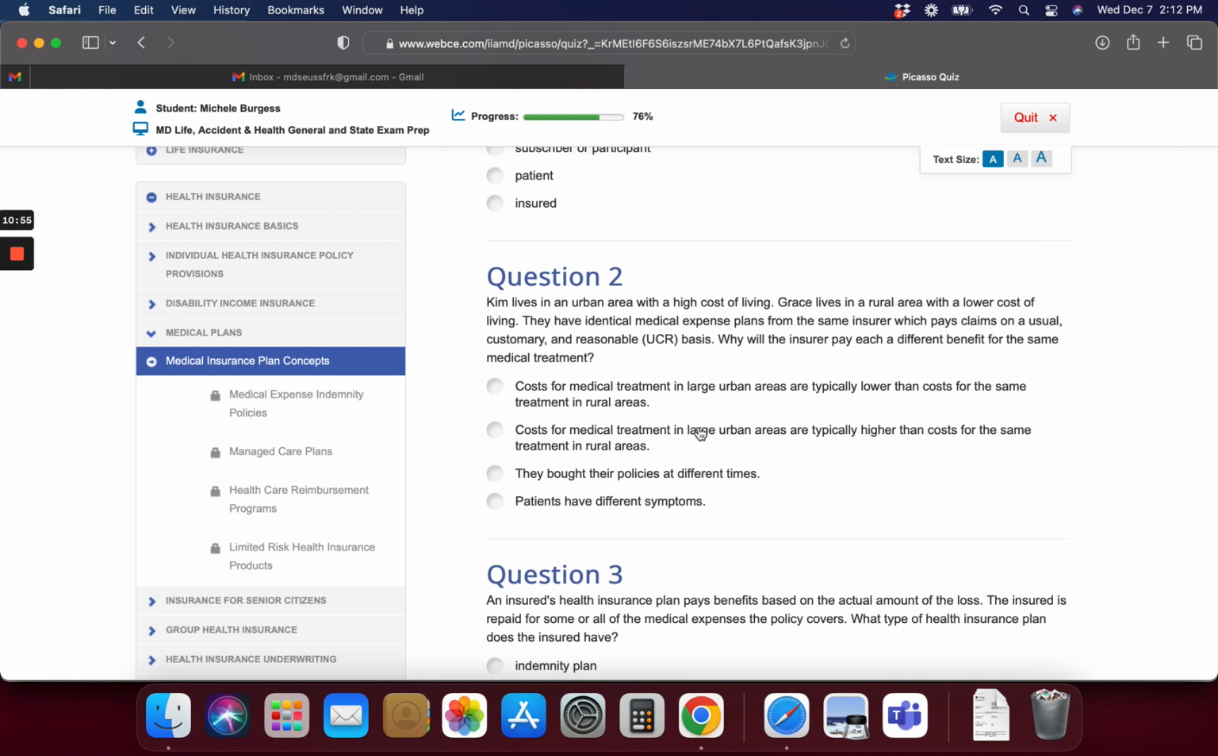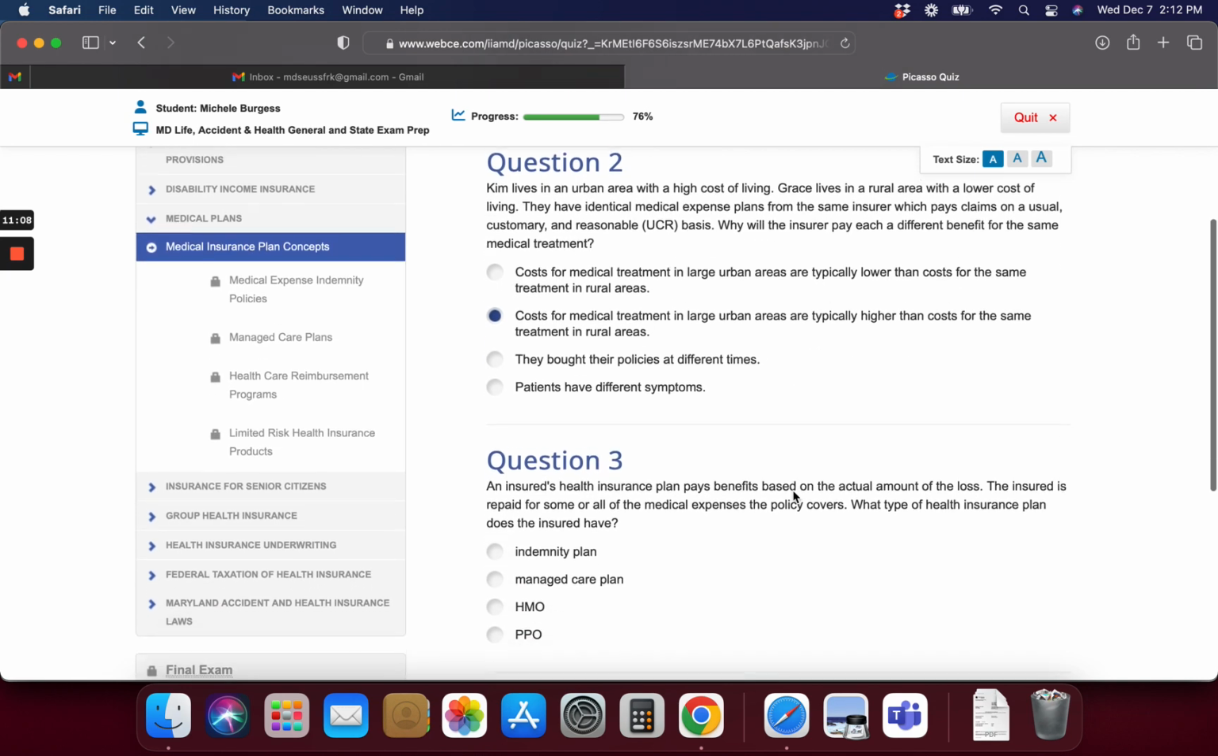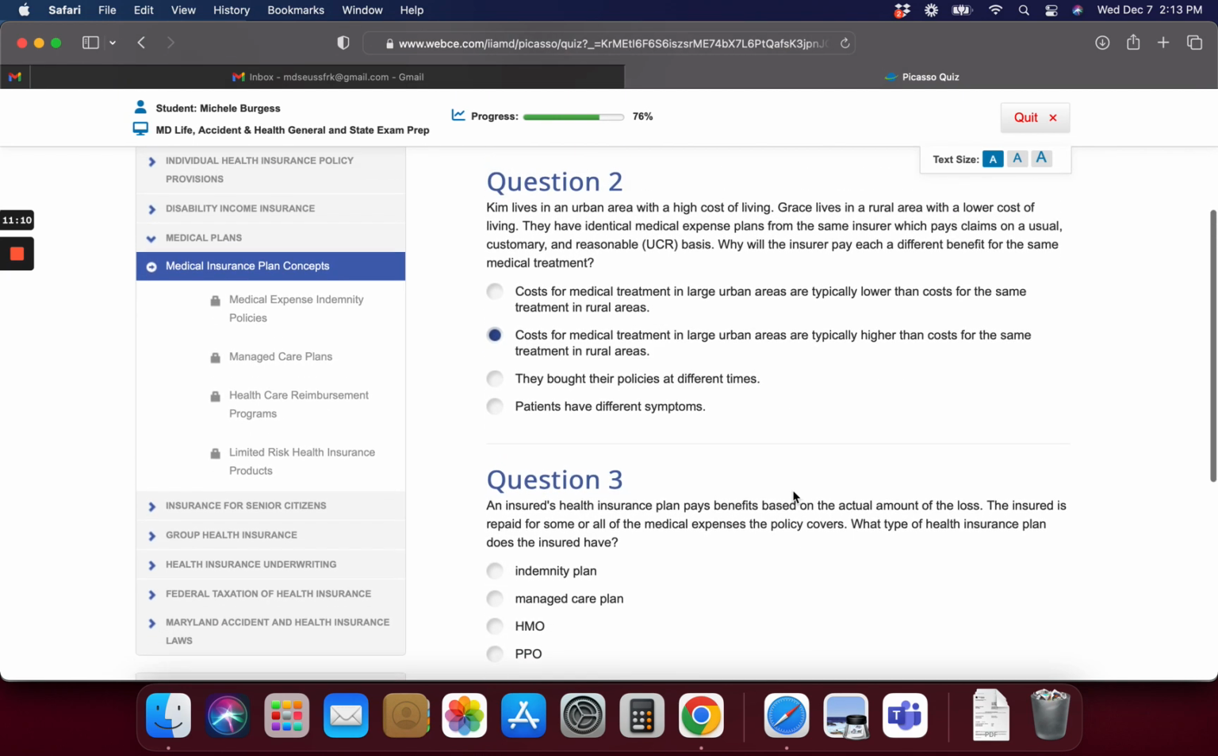Costs for the medical treatment in large urban areas are typically higher than for the same treatment in rural areas. No, it tells you up here they have a higher cost of living in an urban area.